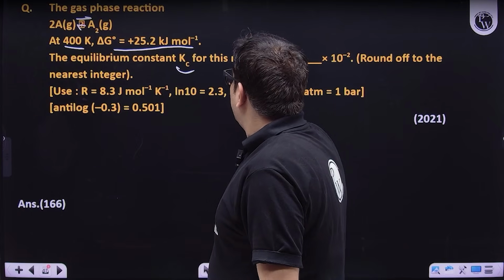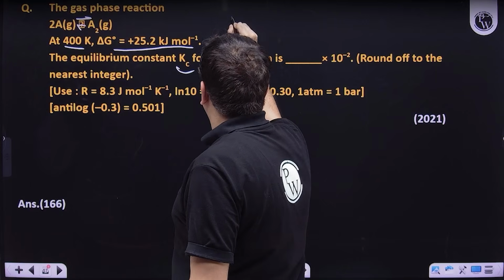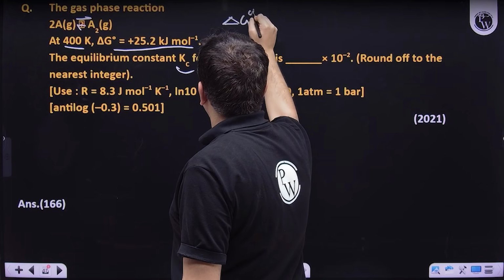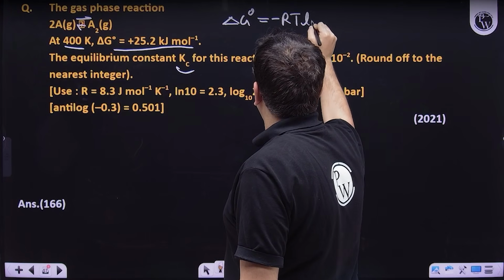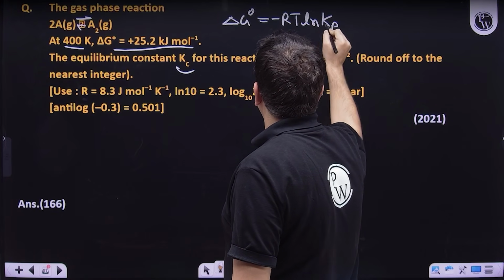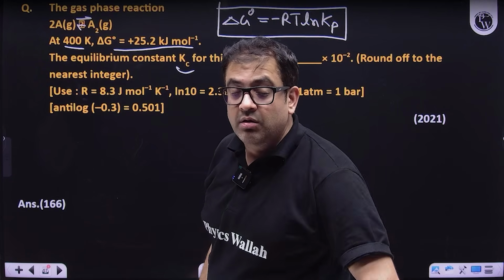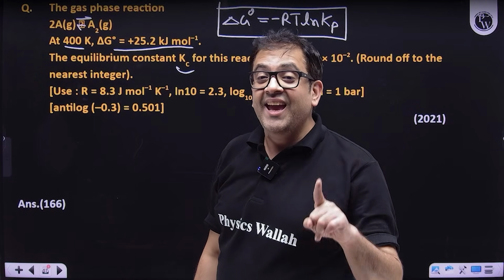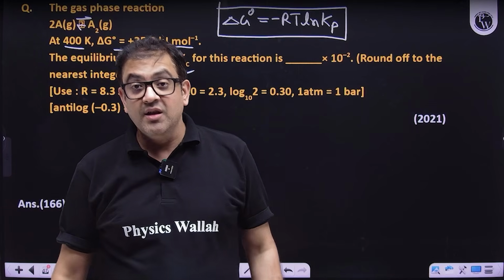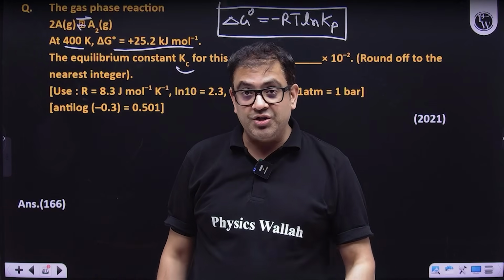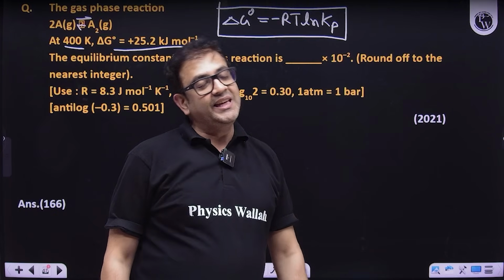If I ask you what is the formula of standard Gibbs energy, you say it is delta G naught equal to minus RT into ln of K. This K is actually K in terms of partial pressure. Write it 5 times. This K is K in terms of partial pressure. So this is Kp calculation, and whatever you get from here will be the value of Kp.